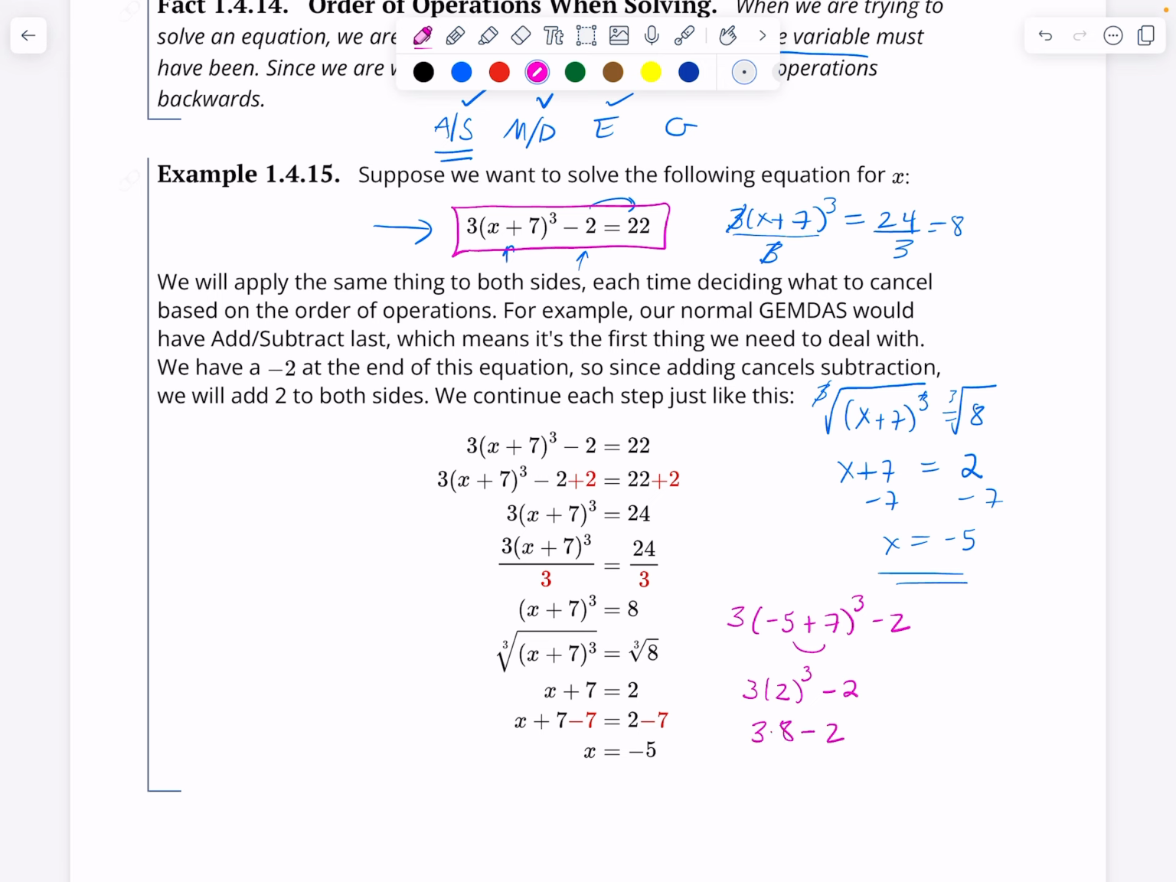And 3 times 8, that would be first, because we're doing multiplying and dividing before we do our adding and subtracting. 24 minus 2, we do in fact get 22, which is what we wanted to be true. Yay!